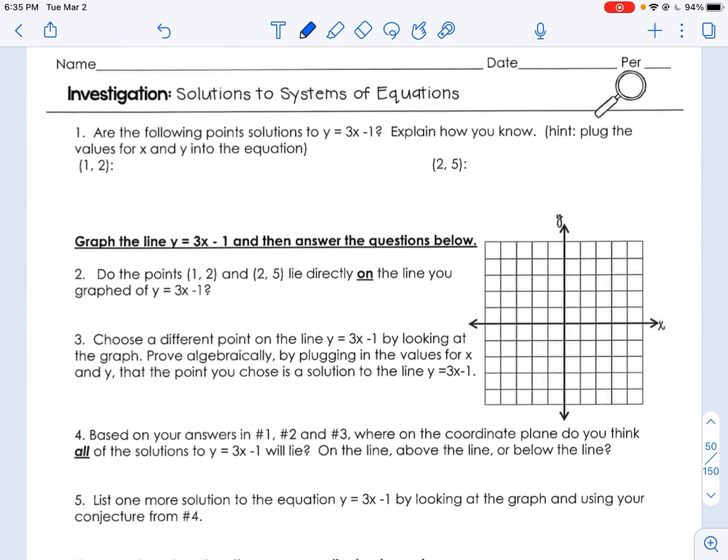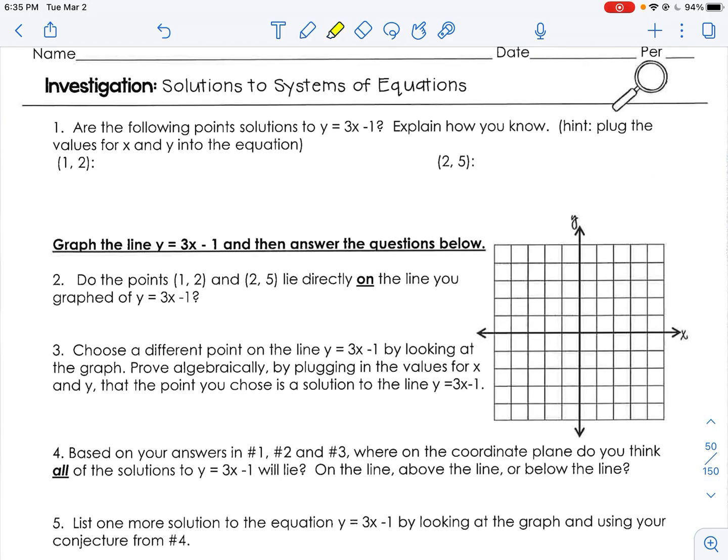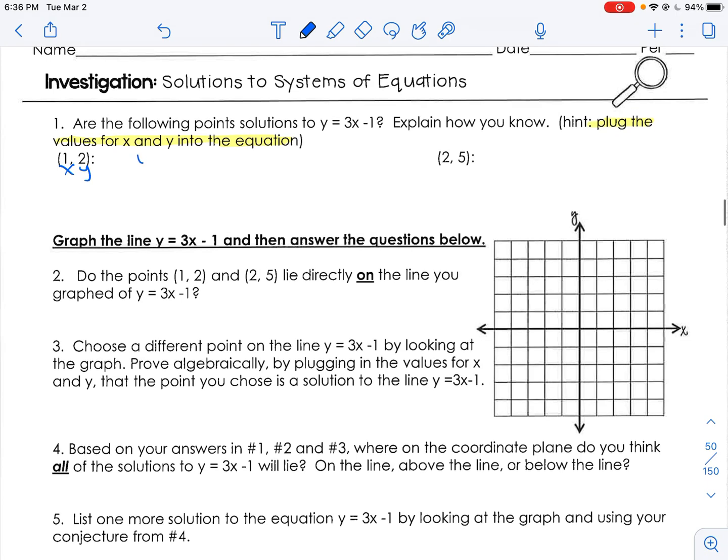Hint. Do you see this hint? I'm going to even highlight it. Plug the values of x and y into the equation. So I'm going to plug it in. Remember that this is my x value, this is my y value. So I have y equals 3x minus 1. I'm going to replace the y with the 2 and the x with the 1. So 2 equals 3 minus 1, 2 equals 2.